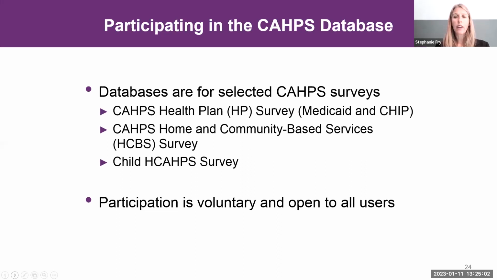Depending on which CAHPS survey you're using, you may also want to choose to participate in the CAHPS database and obtain comparative data. Currently, the CAHPS database includes active data collection and reporting for the CAHPS health plan survey. And this includes both adult and child versions for commercial, Medicaid, and CHIP. We also have a CAHPS database for the Home and Community-Based Services Survey, or HCBS, and for child HCAHPS, or hospital CAHPS survey.